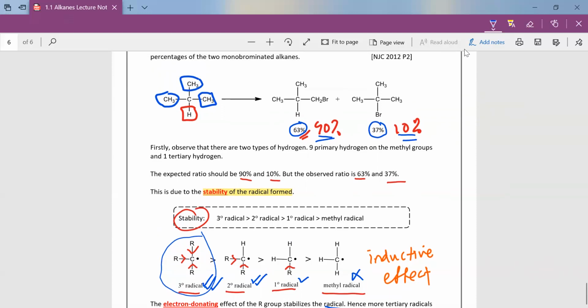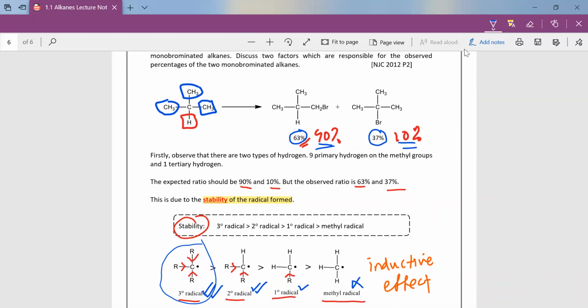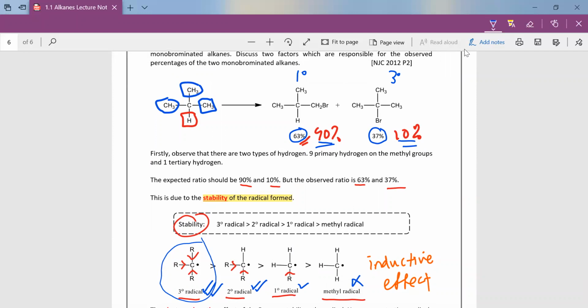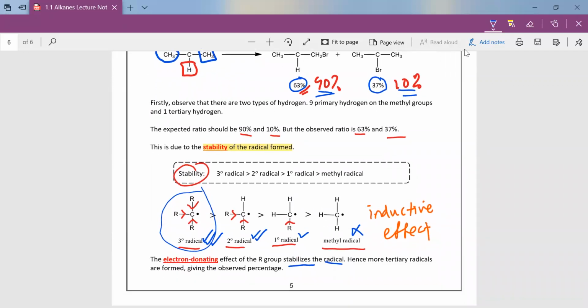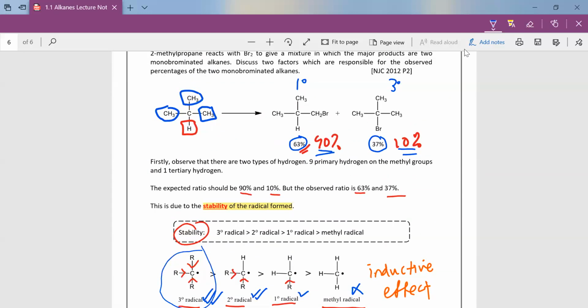Okay, so if you think about it, these two, this radical will form what we call the primary radical, and this will form what we call the tertiary radical. That is why the product on the right tends to be more stable and more of it will form. So this is the reason for the observed percentage. Okay, so the first reason is just the probability. That's the first factor. And the second factor is the stability of the radical. Okay, so with that, we have concluded the alkanes.